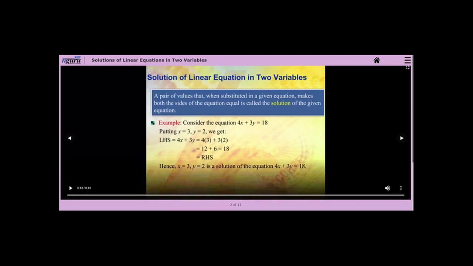How many solutions will it have? Infinite, ma'am. Consider the equation 3x plus 2y is equal to 9. The equation can be reduced in terms of x as shown here. We can put different values of y in the equation to find out the value of x. Observe that by substituting different values of y, you can get infinite values of x, and hence infinitely many solutions for the linear equation.